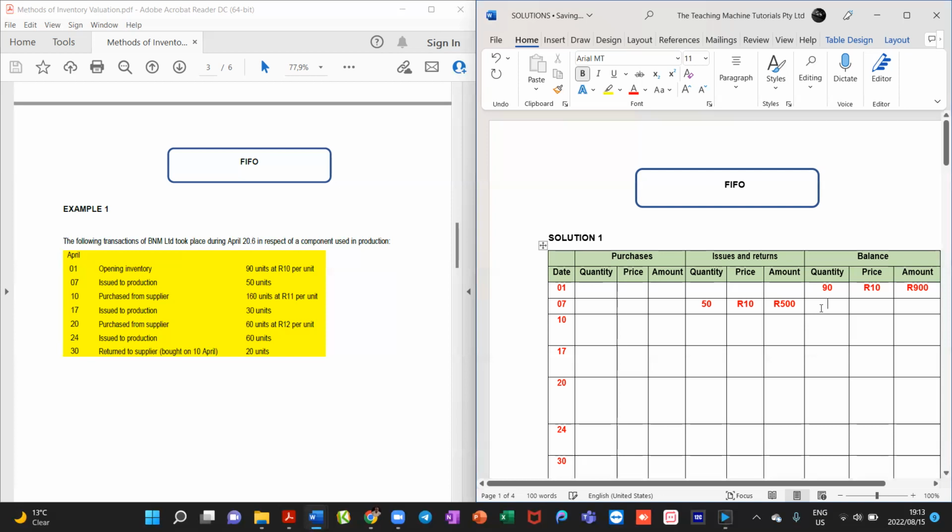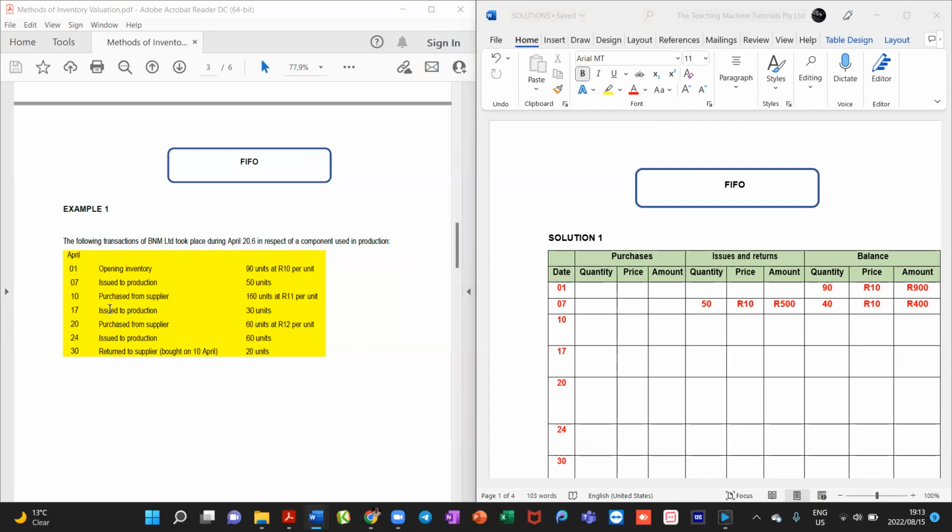All right. So in our stock room, we are left with how many units? We are left with 40, and the price is still the same, 10 rand per unit. The total amount is 400. Okay, are we together, guys? Any question or any confusion? All right, so far so good.